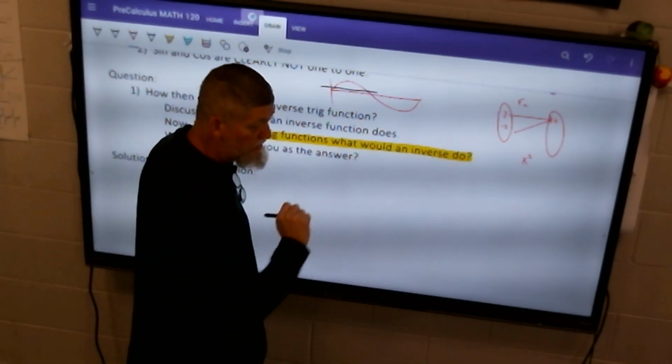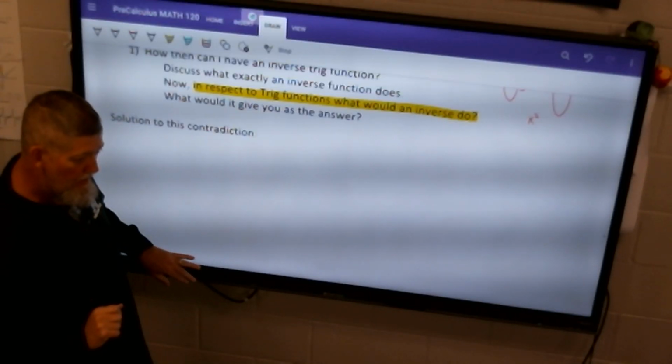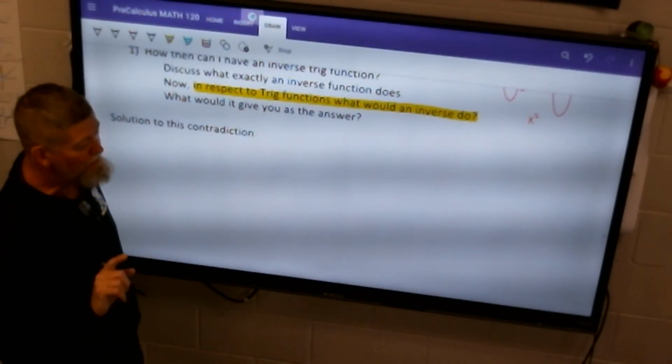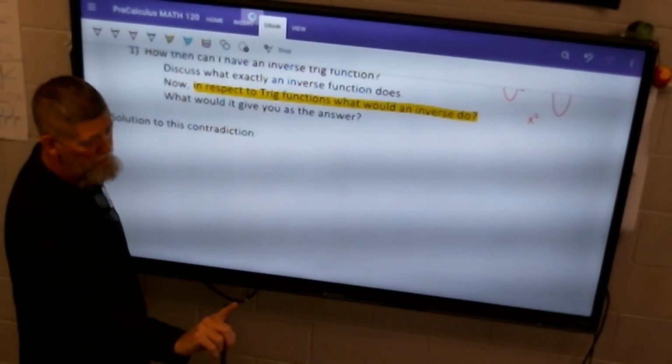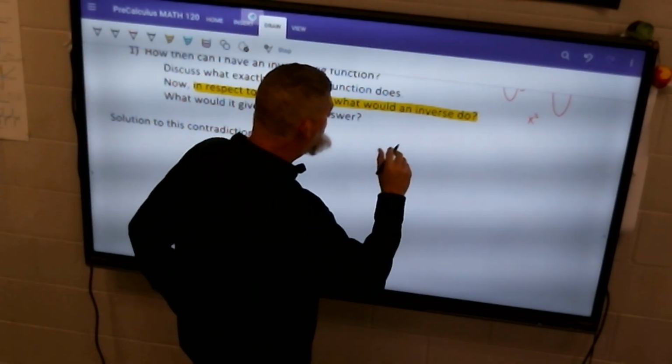Wait, if it's sine, would the inverse be cosecant or would it be inverse? Hang on to that, because that's an ambiguous situation we're talking about. Okay, that's a very good point. So let's look at this though.